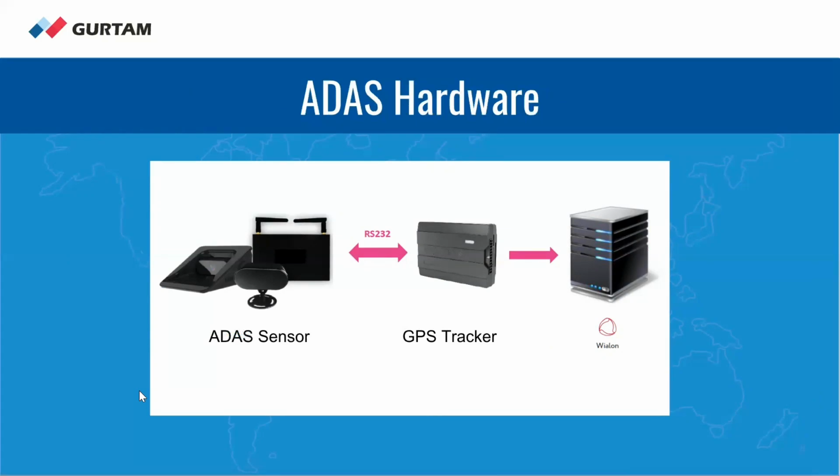And events data and position update will be sent to VLON. So the ADAS event will come from the ADAS sensor, and the position data and other parameters will come from the GPS tracker. So it'll all be clubbed together and sent as packets and messages directly to VLON.